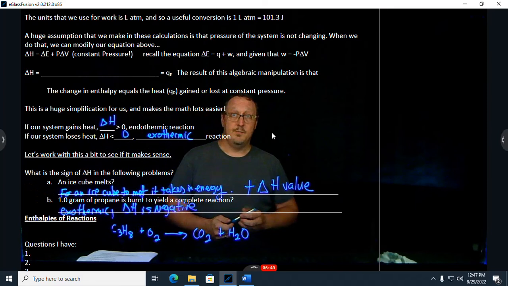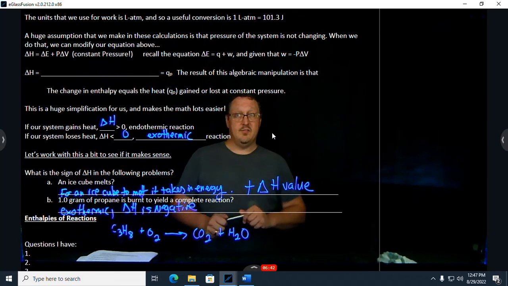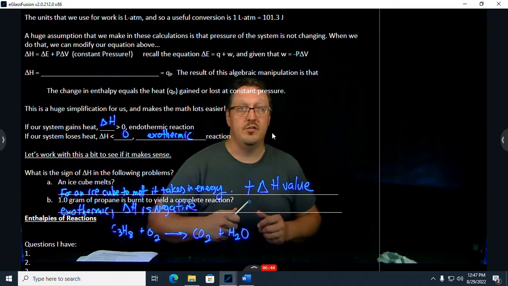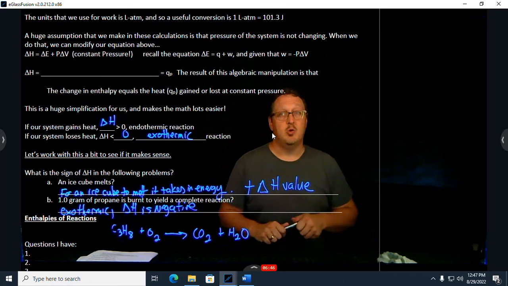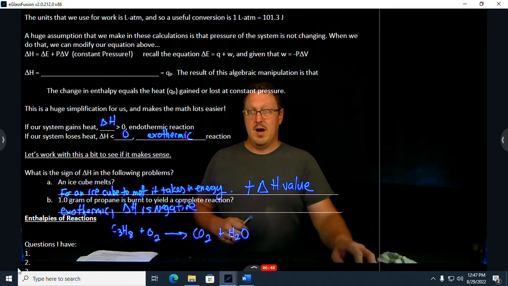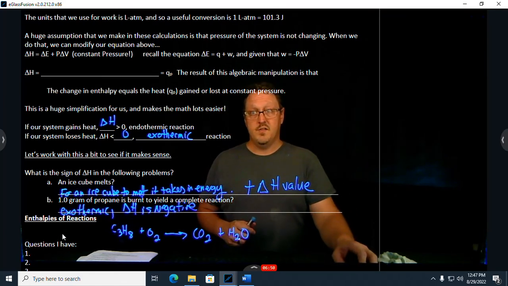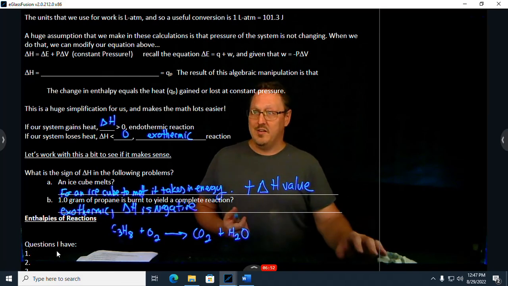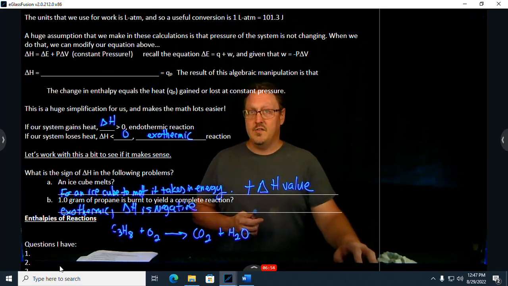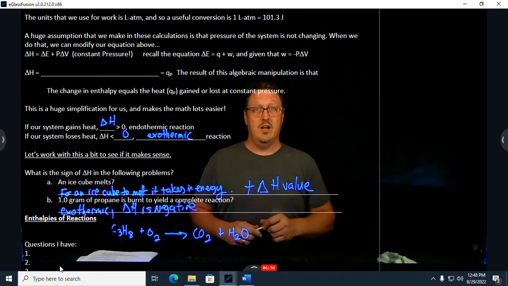So that's the basics of enthalpy. We're going to jump into a little bit more on how to use it momentarily. Again, on the bottom of your sheet, you have questions, so please use this space to write in any questions you have as you see this, so that I will answer them in class.